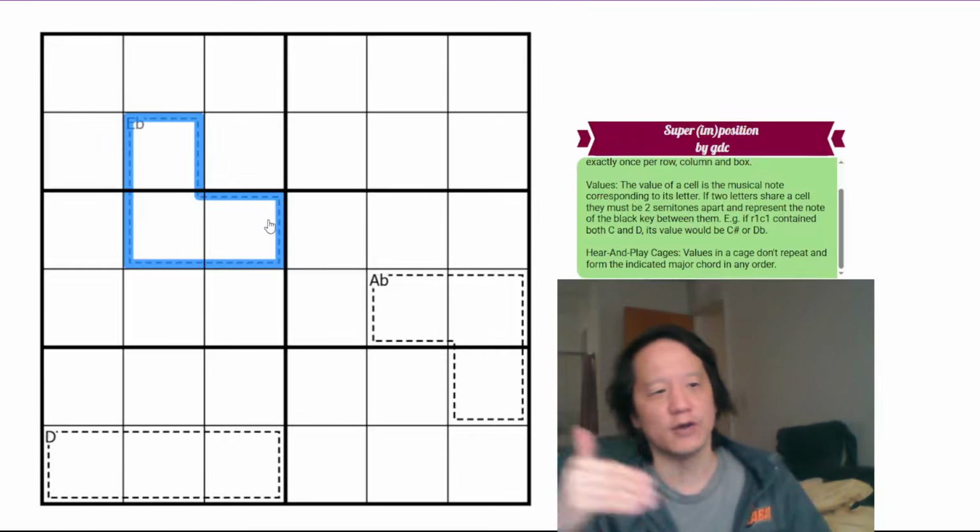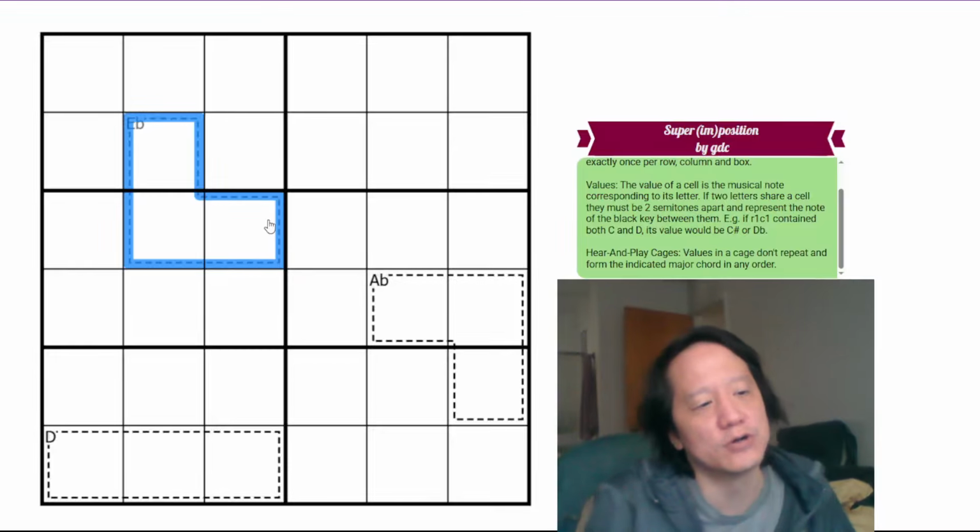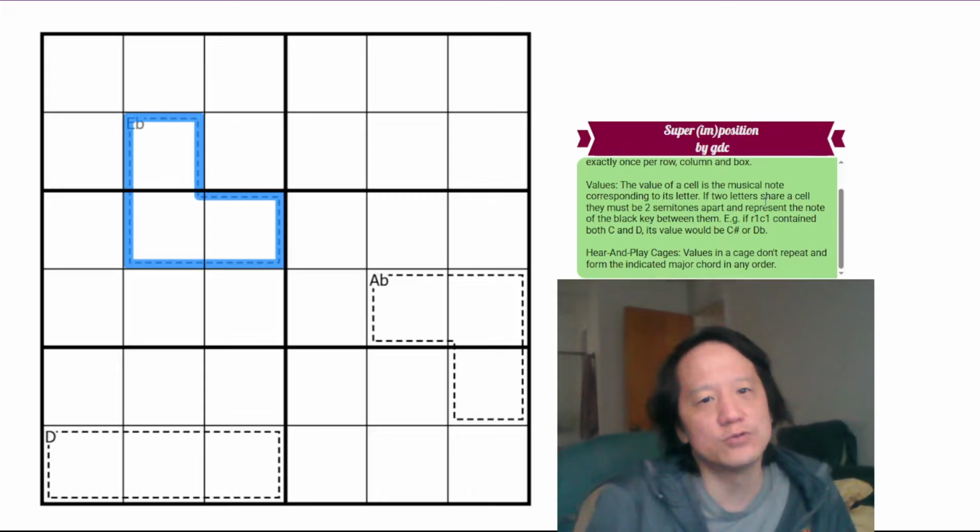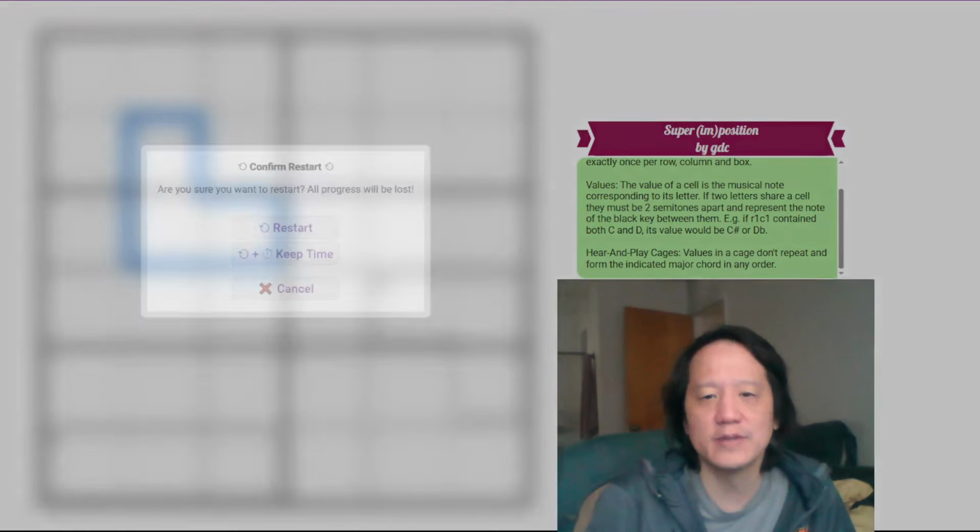So that shows you how to build a major chord with these letters. Anyways, those are all the rules. If you'd like to play along, there's going to be a link in the description. And now, I'm going to get started.